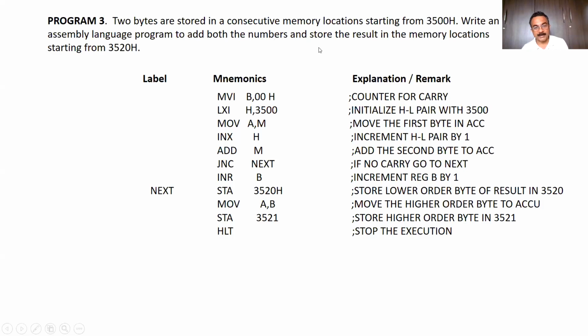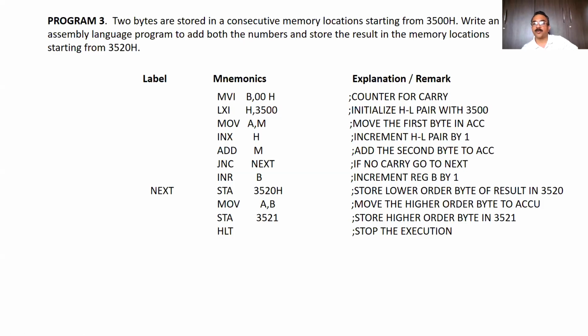Why? We are adding only 2 bytes, but you require a counter for carry because you are adding 2 bytes. You are not adding 2 digits. Okay. So when 2 bytes or more than 2 bytes are added, then we require a counter. So only one counter is required, and that counter we initially take as 0, 0. So by using the instruction MVI B, register B, I am initializing it as 0, 0. B is my counter for carry.